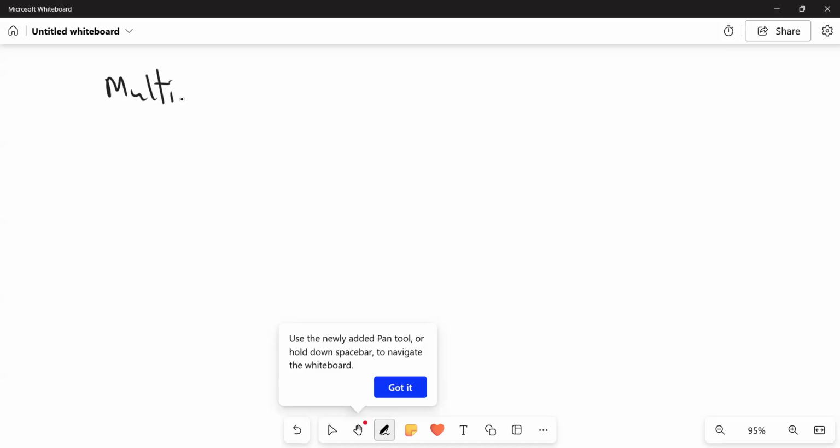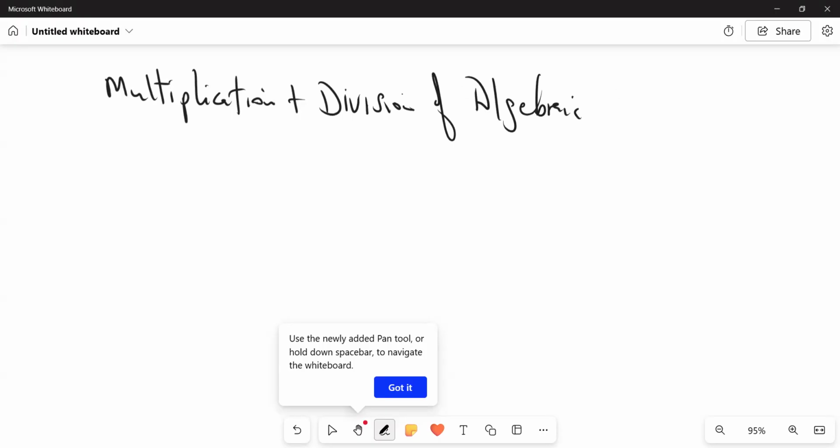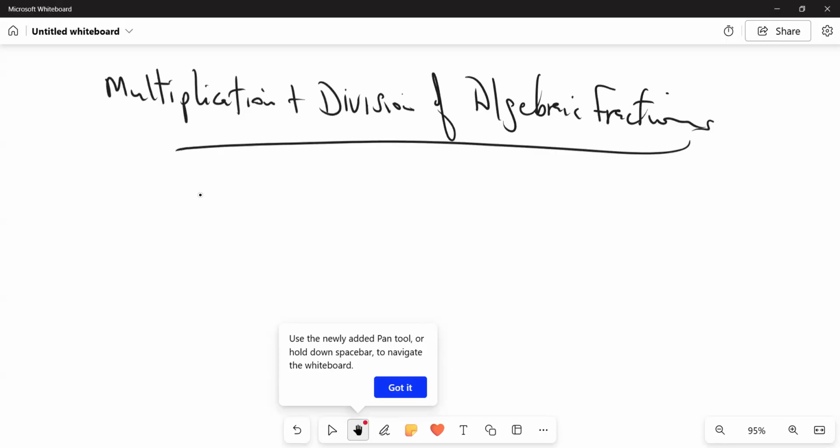Multiplication and division of algebraic fractions, right? Let's deal with that. And as I said before, these are much simpler to deal with. Just like how when it was multiplication and division of just an algebraic expression, algebraic fractions are even easier. And when we do a little bit of indices after this, you're going to see how it becomes even easier.